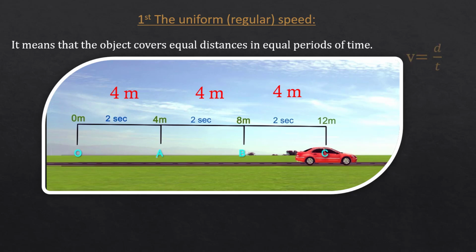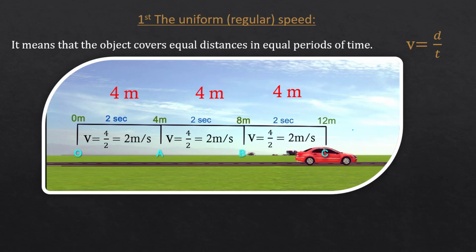Between O and A, the law of speed is V equal D over T. So the speed between O and A is 4 over 2, because the distance here is 4 and the time is 2. So the speed is 2 meters per second. Okay, between A and B also it will be 2 meters per second. Also between B and C it will be 2 meters per second, so the speed is constant, it doesn't change, so it's uniform speed or regular speed.